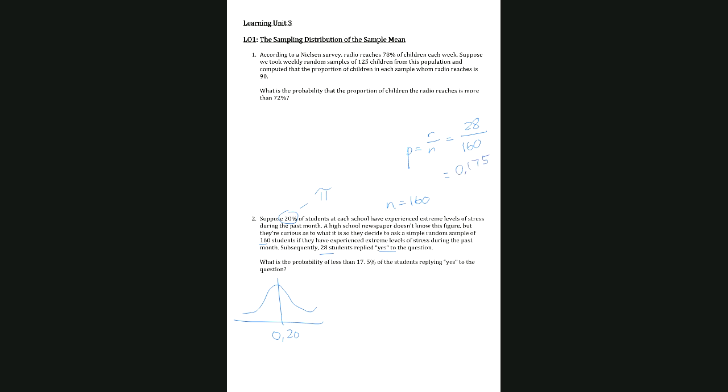0.175, and you can leave it as these 3 decimals simply because there are only 3 decimal places for this answer. And so it's not really difficult to work with it as is, but if you do prefer to round it off to 0.18, that's also perfectly fine. So 0.175 is what I'll be working with. And then they said to you, what is the probability of less than 17.5%, which is the 0.175. So less than 17.5% of the students replying yes to the question.